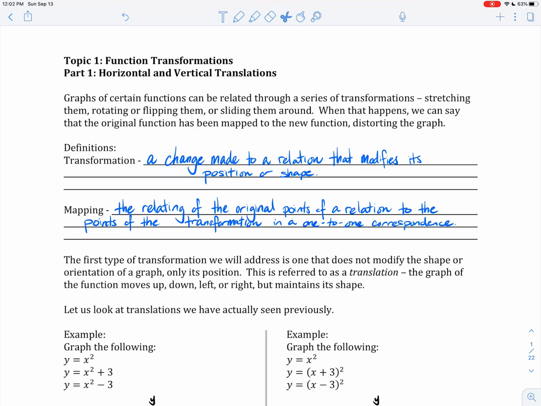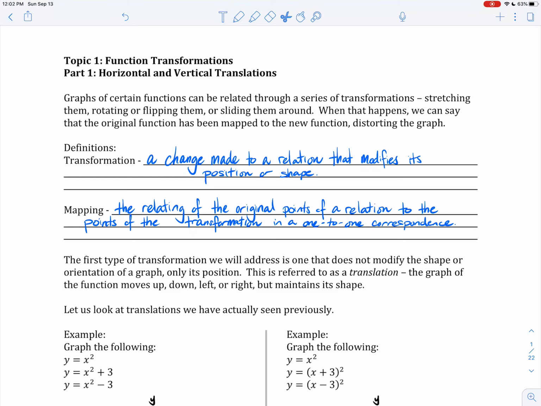We're starting things off on topic 1, of course, and that topic is function transformations, part 1 of which is horizontal and vertical translations. So in this unit, we're going to be looking at how to transform graphs, and there's a variety of ways to do so. We can stretch them, we can flip them, we can rotate them. We can just change where they're located. Whenever that happens, we can say that the original function has been mapped to the new function, which might distort or change or modify or essentially transform the graph.